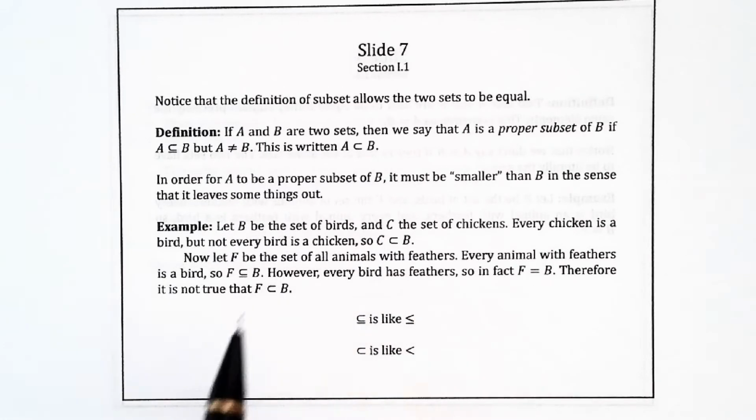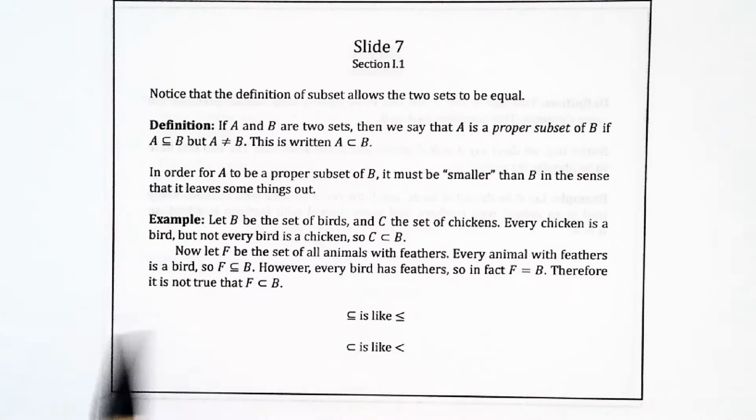Now let's think about our feathered animals. Okay, F was the set of animals with feathers. Now every animal with feathers is a bird, so I can certainly say that F is a subset of B. However, every bird has feathers. So in fact, F is equal to B. So it is true to say that F is a subset of B because every feathered animal is a bird.